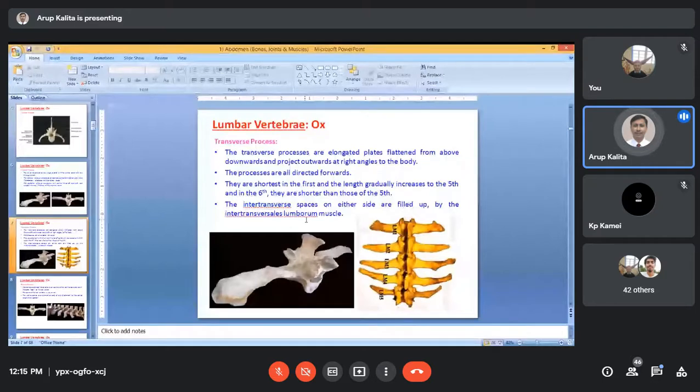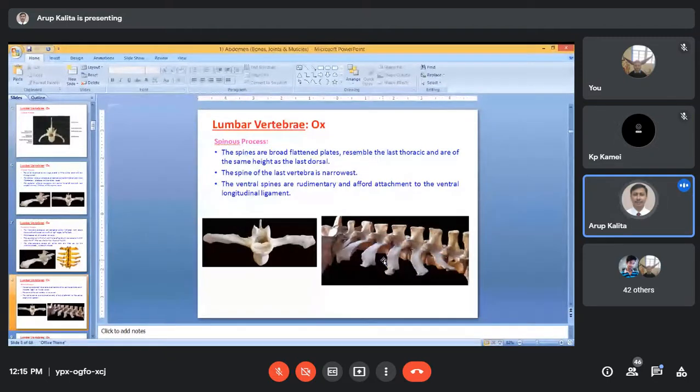Now what is this muscle? It is a sublumbar muscle that is located in between the transverse processes of the lumbar vertebrae. So in between these transverse processes, there is a space. That space is occupied in life by the intertransversalis lumborum muscle. Clear? Yes, sir. Okay.